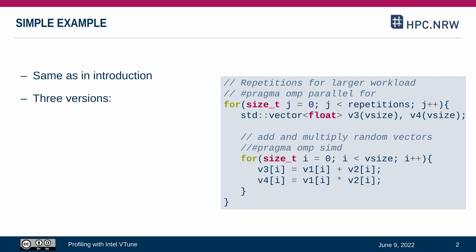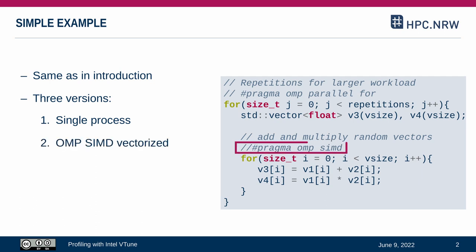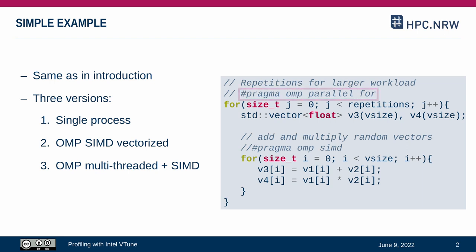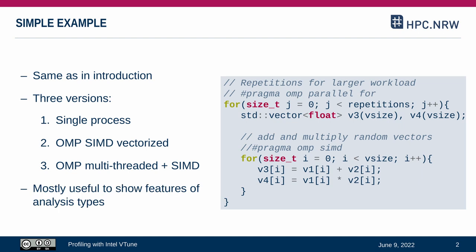But in this tutorial, we consider three versions of our program. First, we do the vector operations in a single sequential process. In the second version, we use an OpenMP pragma to use vectorized instructions for the vector addition and multiplication. In the third version, we additionally use pragma omp parallel for to parallelize the outer loop with threads. This example is intended to be mostly educational and the program itself is not very useful.